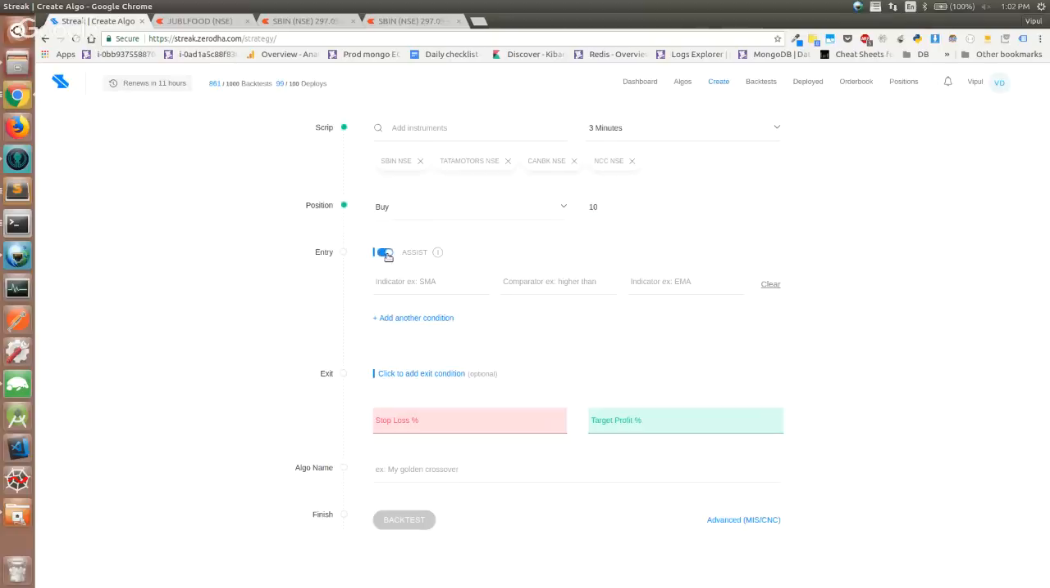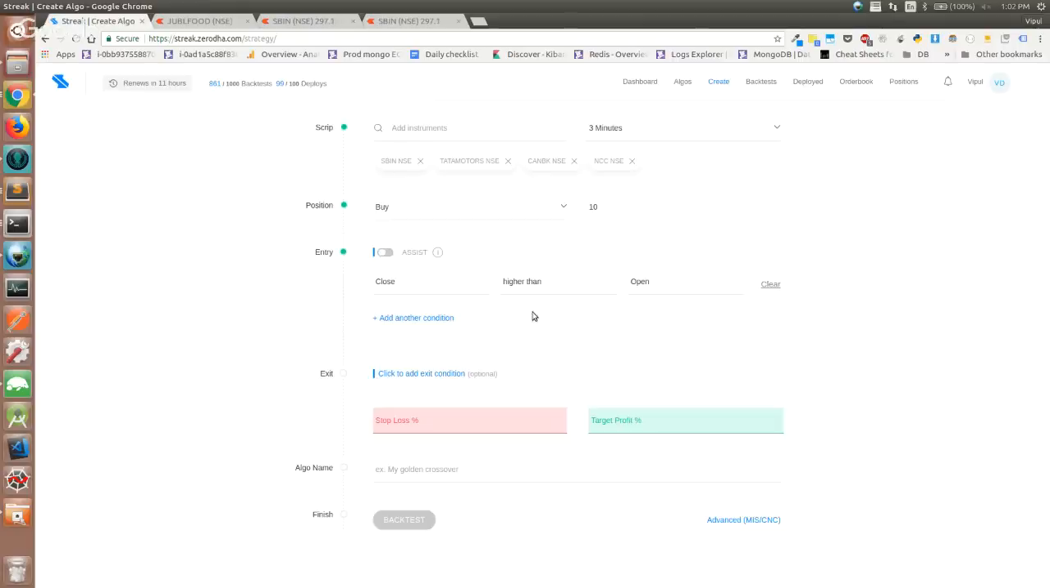We have a very simple, easy assist feature for those who don't know how to use an indicator. Just do assist and type. This strategy is being created on Streak, so for those who are already familiar with Streak, it will be very simple to understand. Our strategy was buy when two green Renkos are formed. So I'm saying close higher than open, which means the latest formed Renko bar is green.